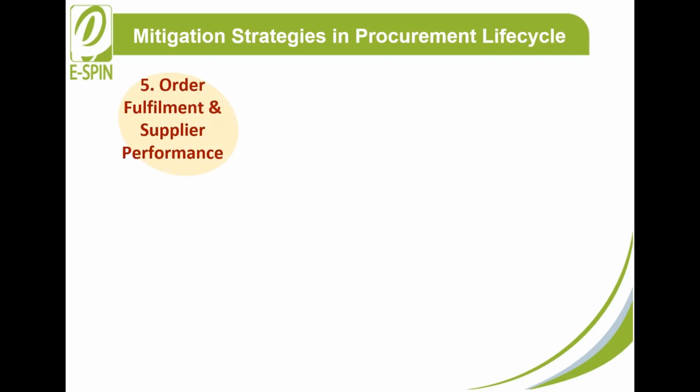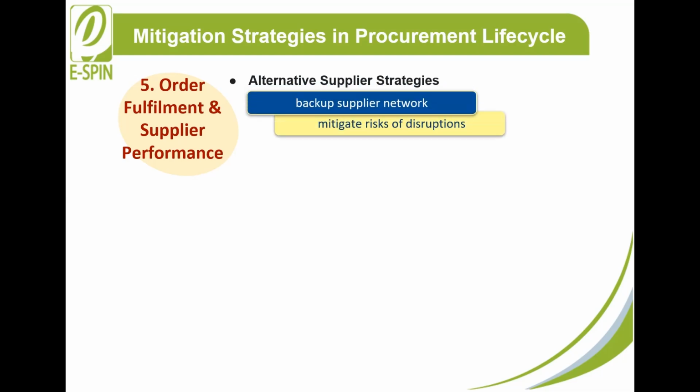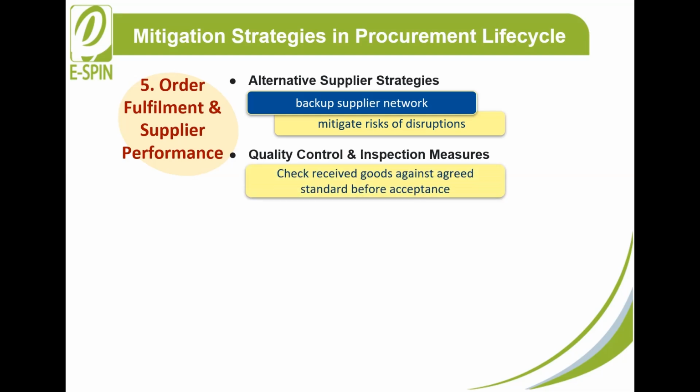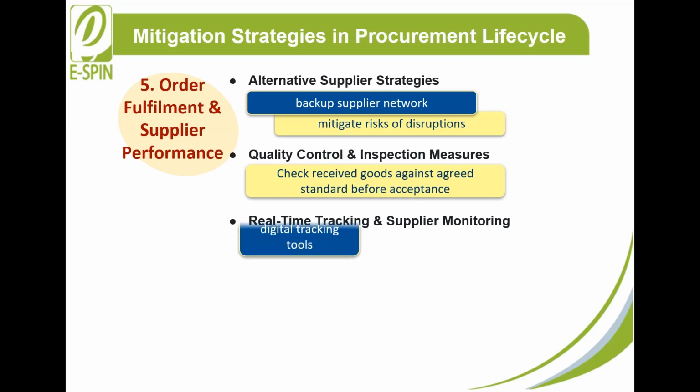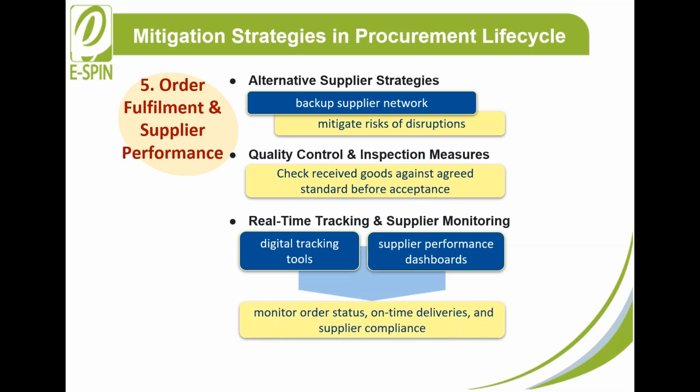In the order fulfillment and supplier performance stage, the mitigation strategies include alternative supplier strategies. Keep a backup supplier network to mitigate risks of disruptions. Quality control and inspection measures. Check goods against agreed standards before acceptance. Real-time tracking and supplier monitoring. Use digital tracking tools and supplier performance dashboards to monitor orders, deliveries, and supplier compliance.